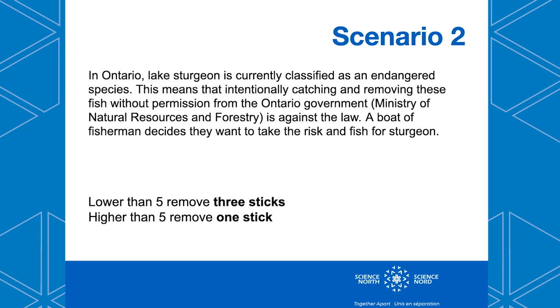In Ontario, the lake sturgeon is currently classified as an endangered species. This means that intentionally catching and removing these fish without permission of the Ontario government is against the law. A boat of fishermen decides that they want to take the risk and fish for sturgeons. If you roll lower than 5, remove 3 sticks. If you roll higher than 5, remove 1 stick.